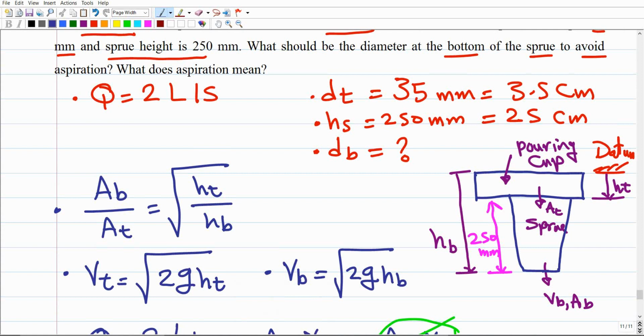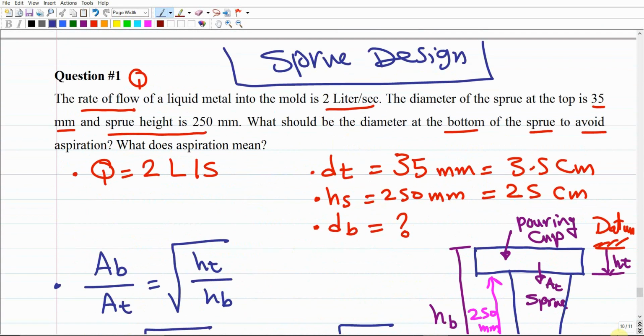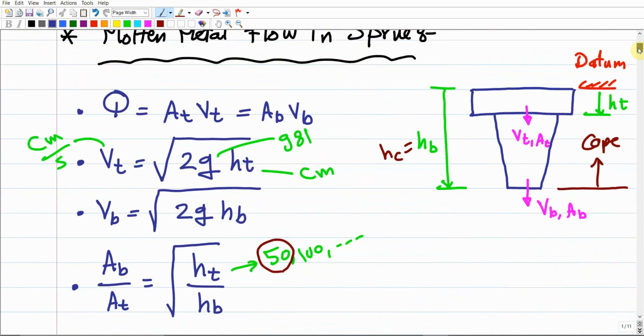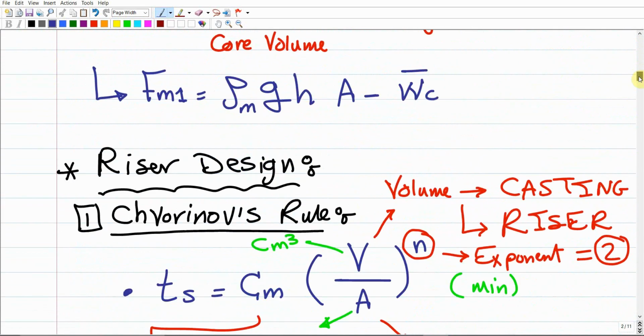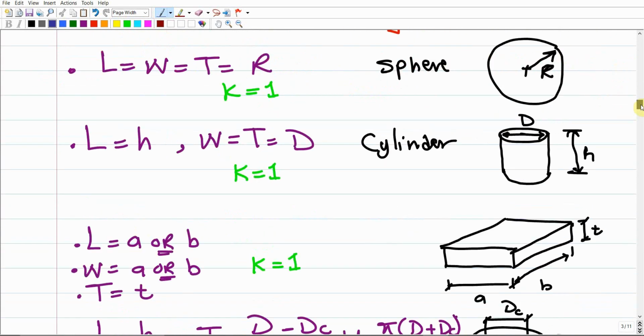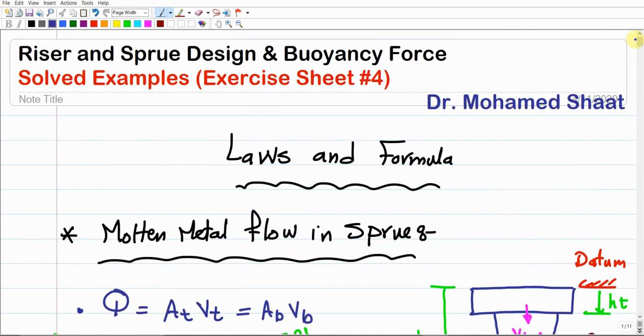So that's it for this video and today's lecture. We initially discussed the different formulas and equations that would be used for the riser design, for the down sprue design, in addition to the calculation of the buoyancy force. Then I solved with you some examples and problems on these topics. This is going to be the end of the metal casting part.